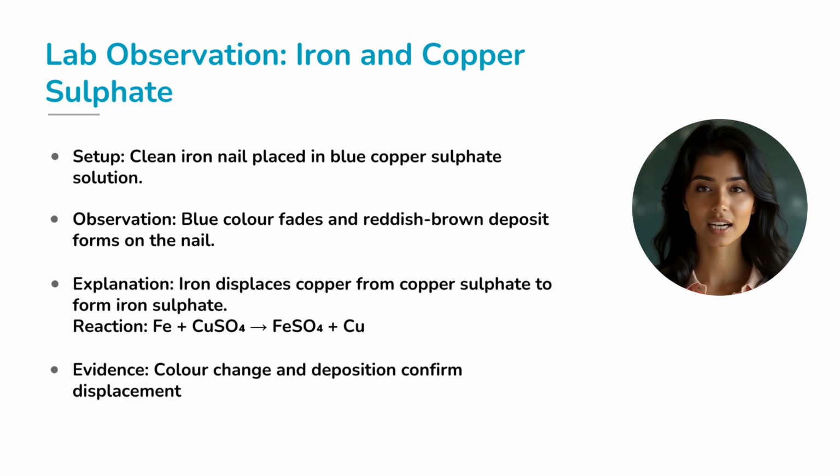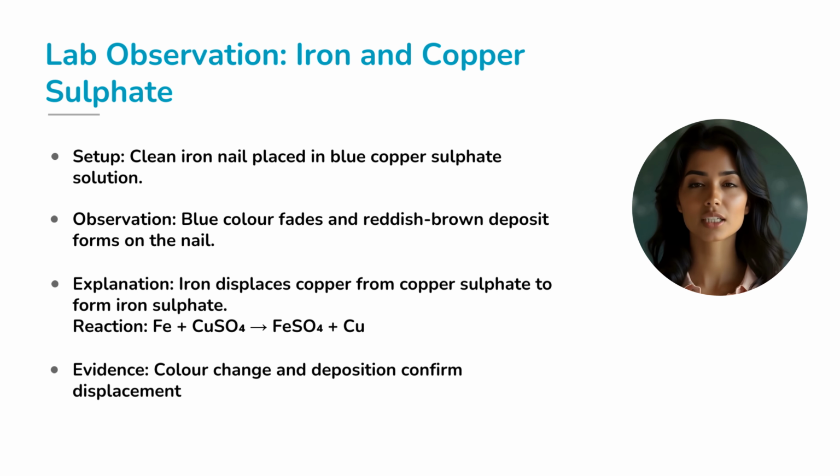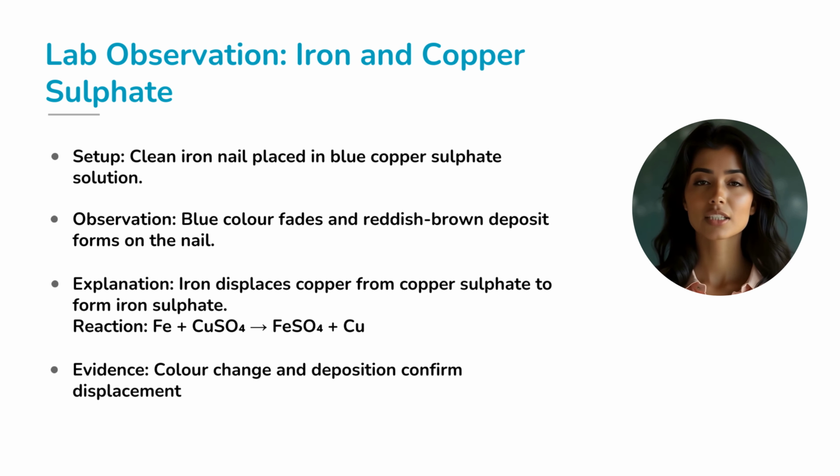Let's revisit that classic lab activity involving an iron nail and copper sulfate solution. You dip a clean iron nail into the bright blue CuSO4 solution, and over time, something fascinating happens. The nail begins to gather a reddish brown coating, that's copper, while the solution fades to a pale green as iron sulfate forms. What's happening at the molecular level?